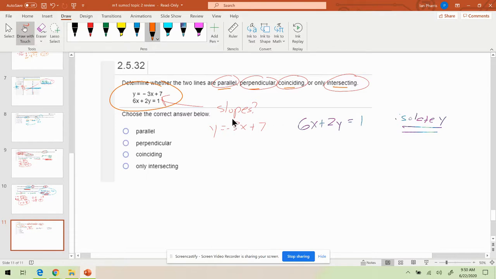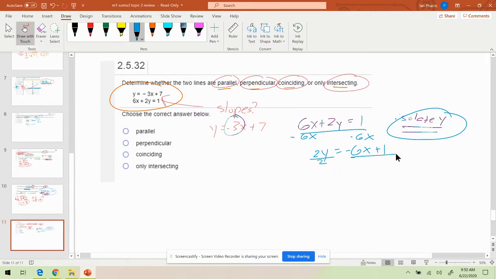Well, the slope of this line right here is going to be -3. The slope of this line right here, I have to isolate y to figure that out. So this is why we did the literal equations last unit. Subtract 6x from both sides. So I've got 2y equals -6x plus 1. Isolate y, divide everything by 2. So I've got y equals -3x plus 1/2. Look at that. The slope is also -3, so it looks like those lines are parallel.